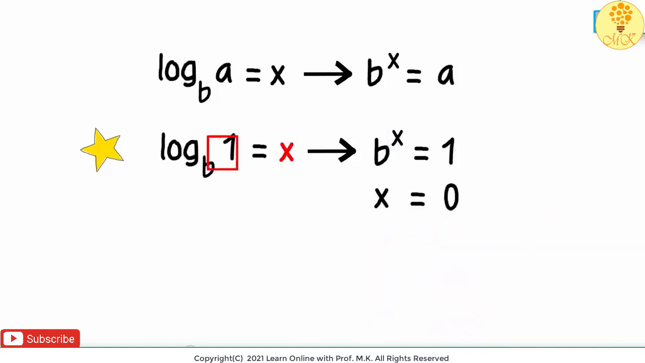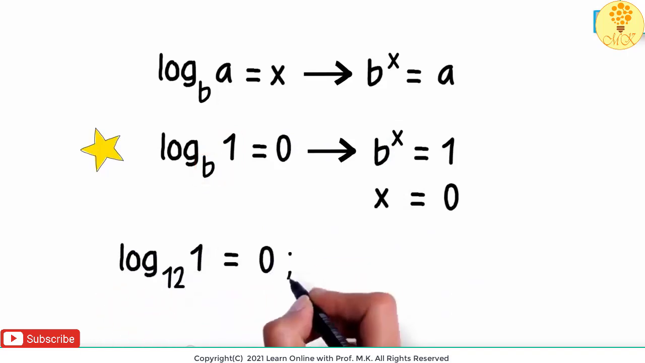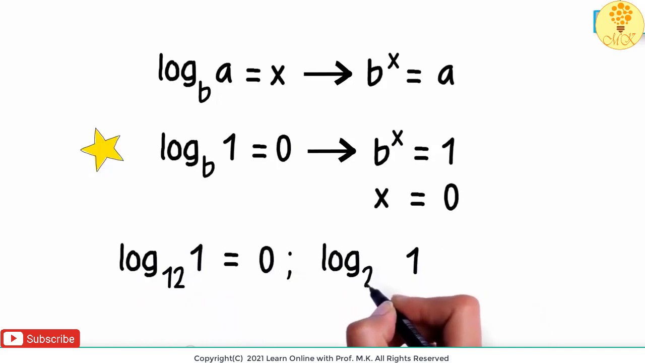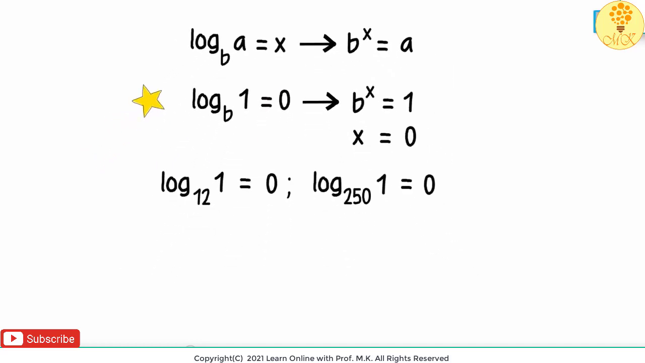The log of 1 to any base will always equal 0. Log of 1 to the base 12 is equal to 0. Log of 1 to the base 250 is also equal to 0. That was the first fundamental property we looked at. Log of 1 to any base will always equal 0. Now let's move on to the second property.